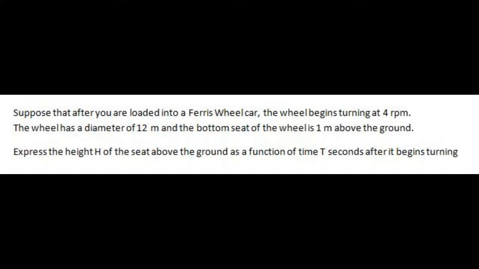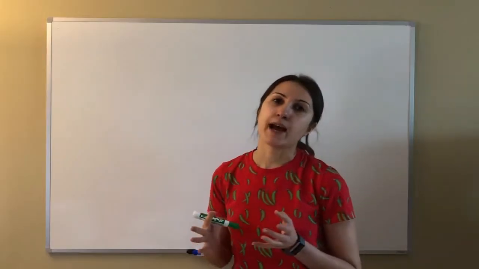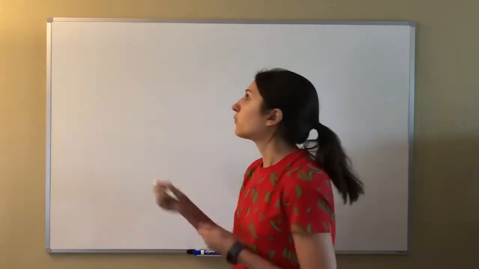Suppose that after you are loaded into a Ferris wheel car, the wheel begins turning at 4 revolutions per minute. The wheel has diameter 12 meters and the bottom seat of the wheel is 1 meter above the ground. Express the height h of the seat above the ground as a function of time t seconds after it begins turning. Let's make a little sketch, a little diagram of the Ferris wheel.